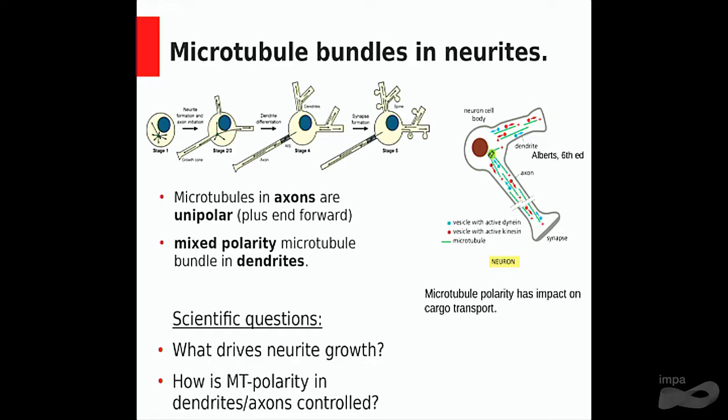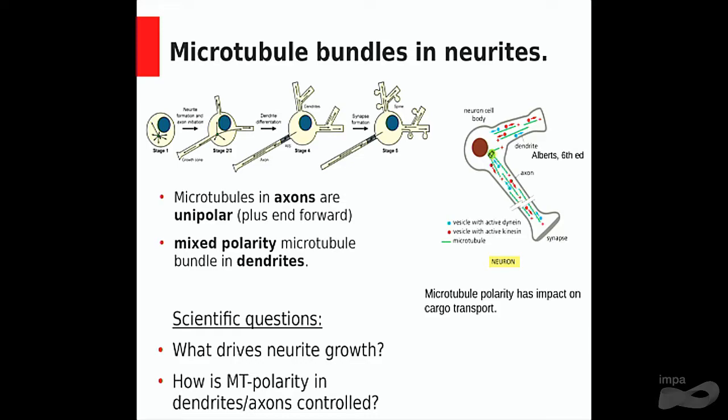Things are different in dendrites. In dendrites, we typically find microtubules with both polarities, so either plus end outwards or plus end inwards. And things are also different in nascent axons, so like young axons. It's not shown here, but there too you find microtubules typically with both polarities.